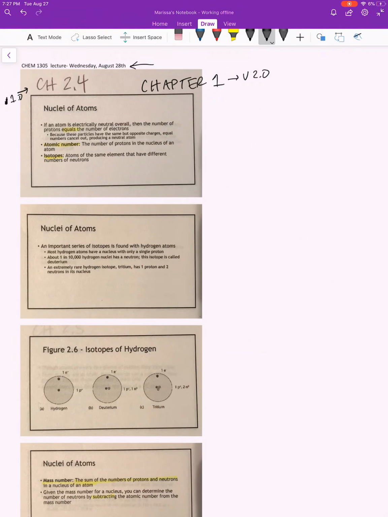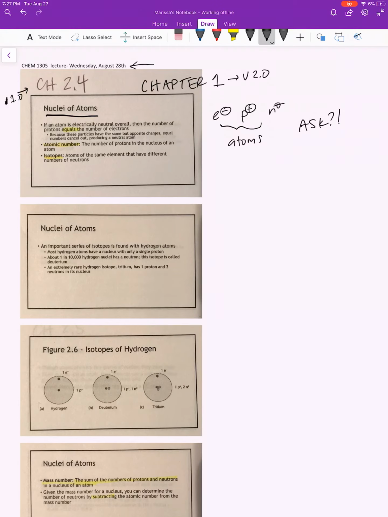So we're going to pick up in chapter 1.4, and we're going to start talking about the inside of the atoms. So you remember last time we talked about the fact that there are electrons, protons, and neutrons. So if you haven't watched the other YouTube videos, you need to watch them so we can be all caught up, and then remember to ask questions if you have any.